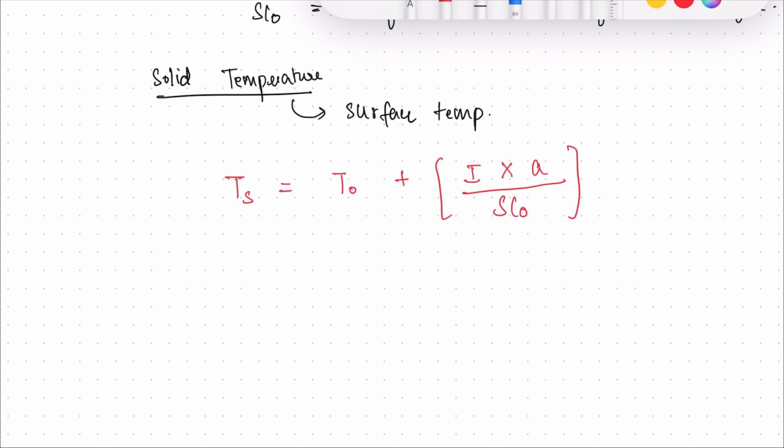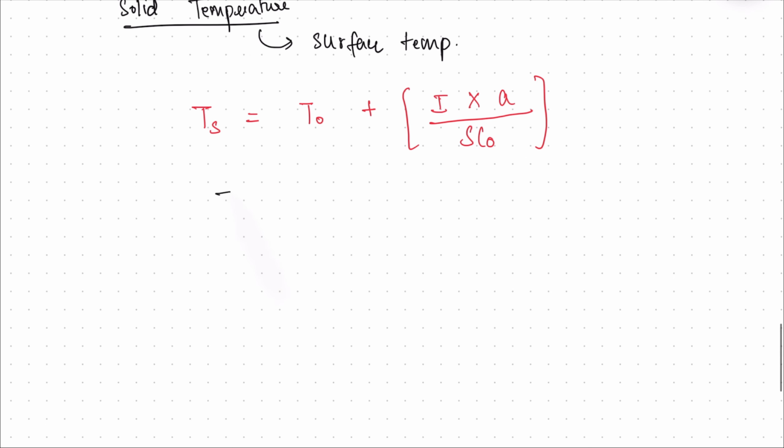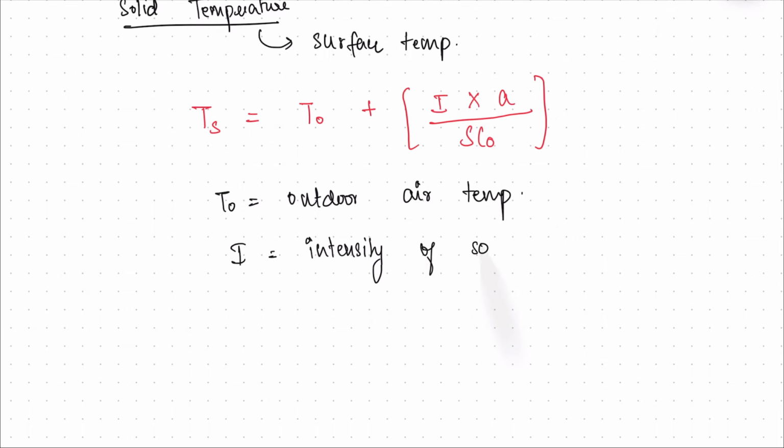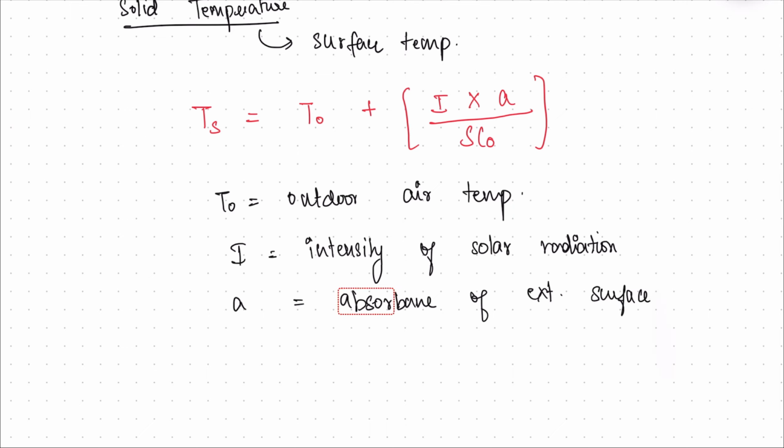So T naught is your outdoor air temperature. I is the intensity of the solar radiation. A is the absorbance of the external surface. And SC naught is the surface conductance of the outer surface.